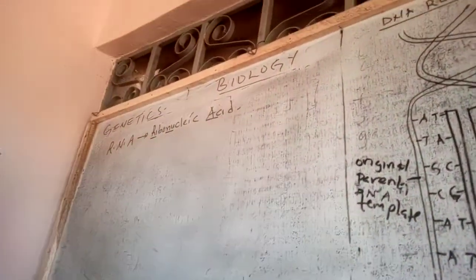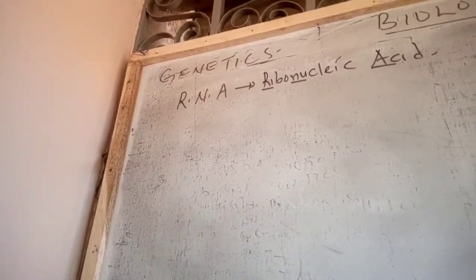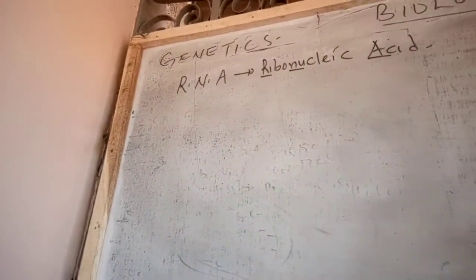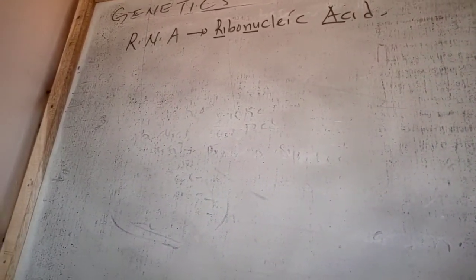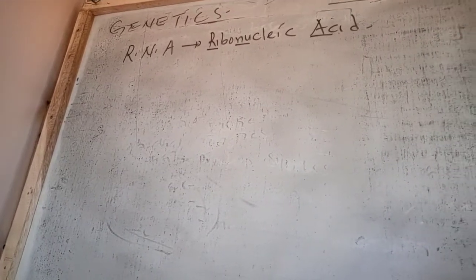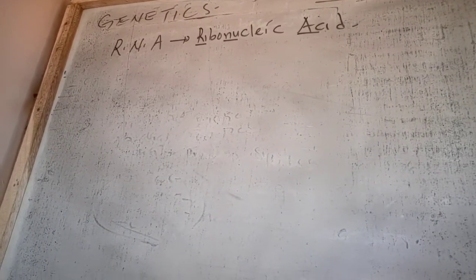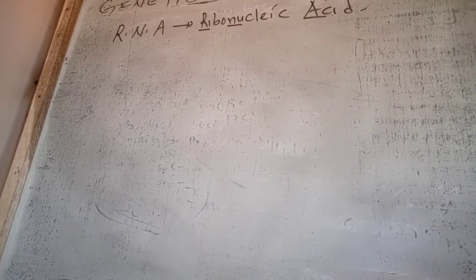How are ribosomes formed? I'm going to take you through the same process. I can use this diagram to explain how RNA is formed. And RNA is formed as I'm going to explain.